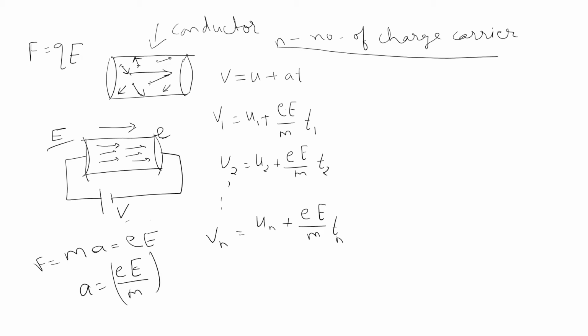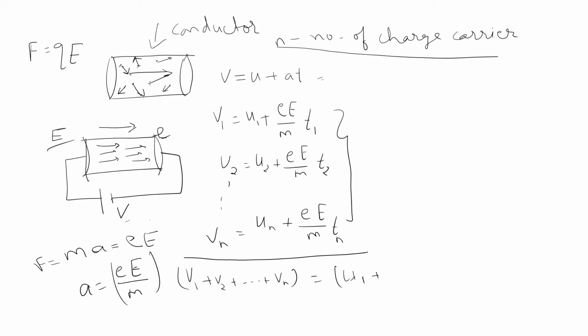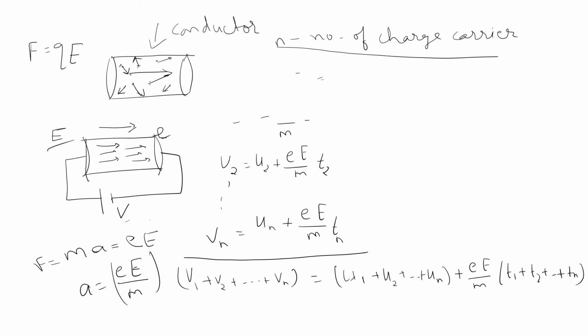So what I am going to do here is simply add all these equations. The equations which I am adding are these ones, not the upper one. U1, u2 up to un, plus eE over m, t1, t2 up to tn. I hope that this is clear to you. I am rubbing it, you can note it by pausing the video.